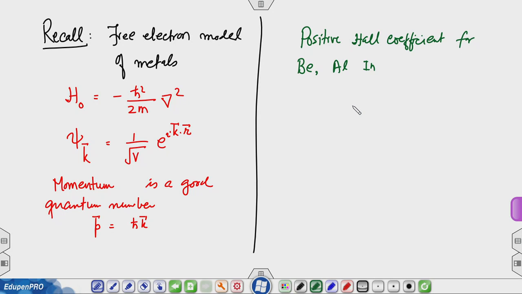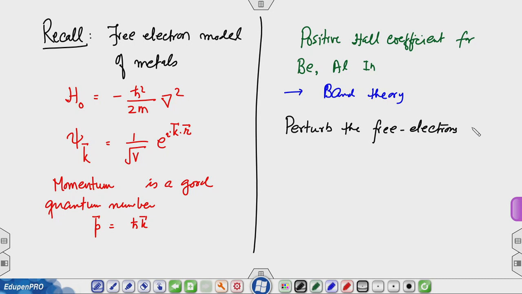So, to understand that, we have to come up with band theory, to which the free electron theory is an approximation, but a good one for many materials. So, what we are going to do is perturb the free electrons by a weak periodic potential.